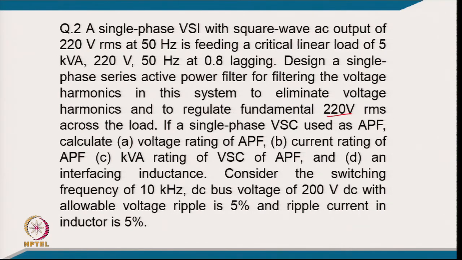If a single phase voltage source converter is used as an active power filter, calculate the voltage rating of the active power filter, current rating of the active power filter, kVA rating of the voltage source converter of the active filter and design the interfacing inductance. Consider the switching frequency of 10 kilohertz, DC bus voltage of 200 volt DC, with the allowable voltage ripple of 5% and ripple current of the inductor of 5%.